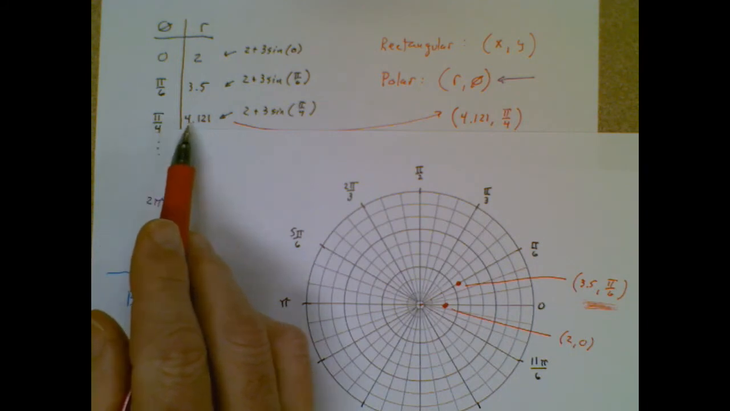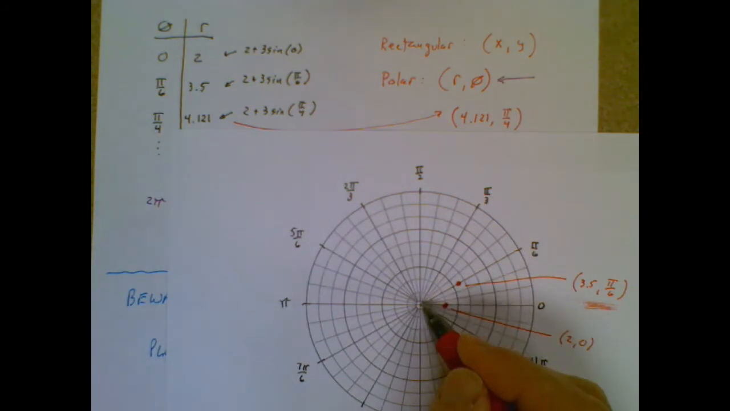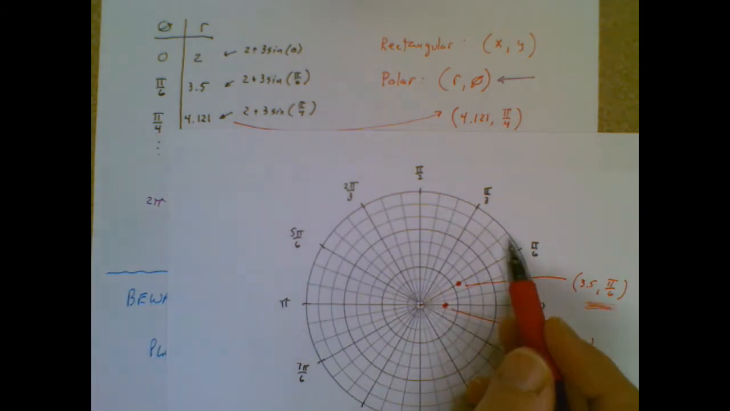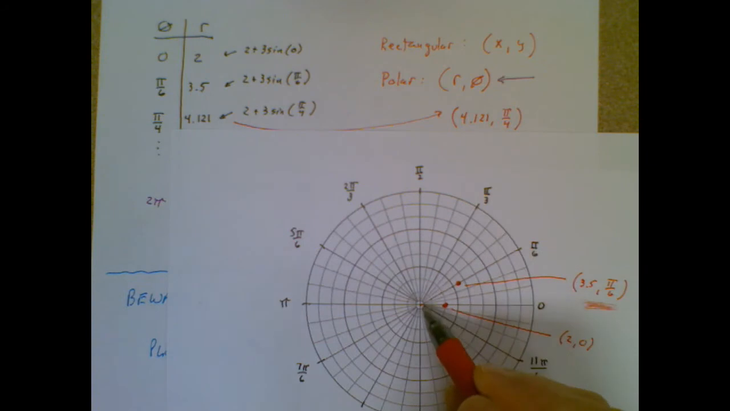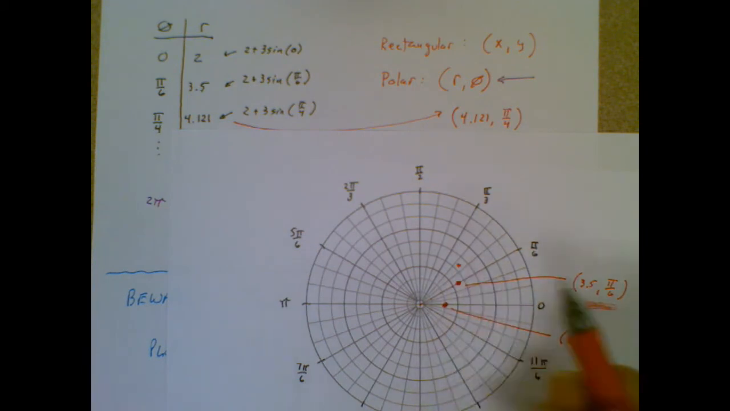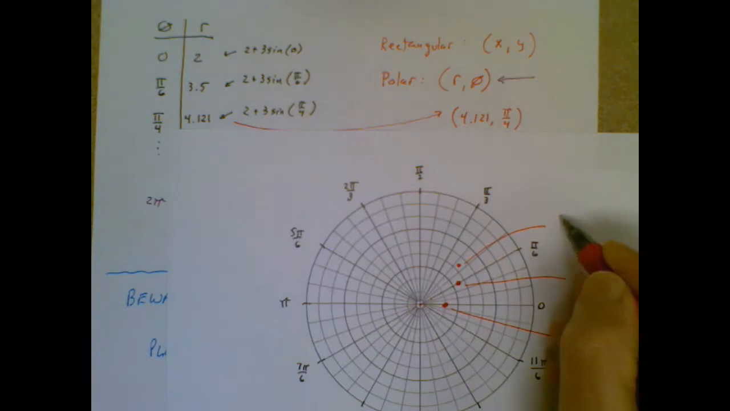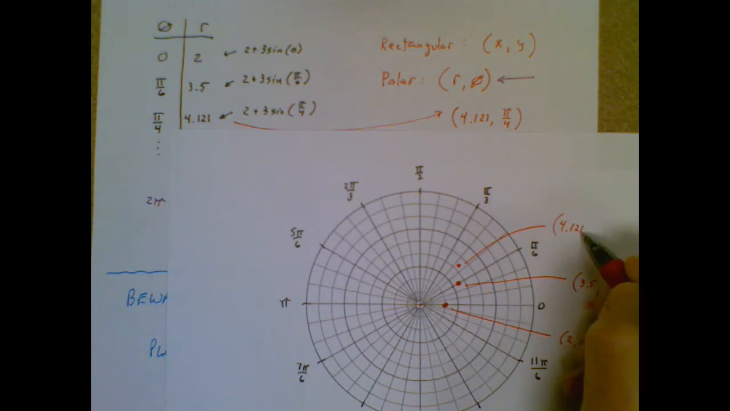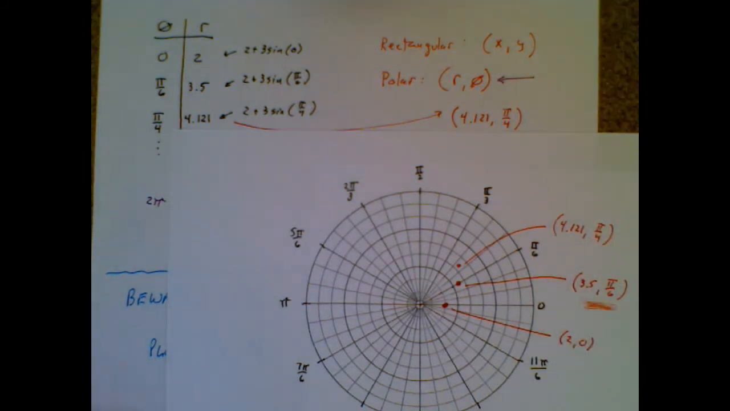Pi over 4 is the trajectory. Go out a radius of 4.121. So pi over 4, I don't have it labeled on here, but it would be right up there. So I'm going out in this direction, and I go out 1, 2, 3, 4, and a little bit more. That would be about here, and that is an r of 4.121 and a theta of pi over 4.